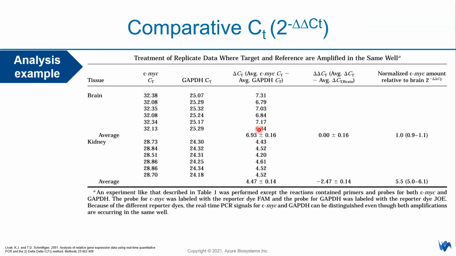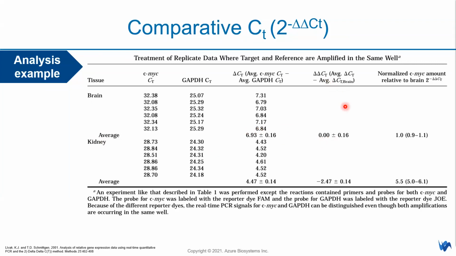Then you need to calculate your delta CT. Delta CT means the average of the target CT minus the average of the CT of the brain. Brain is the control here, so you will get 0. This will act as your control, and will be shown as 1 or 100% in your data later, in the graphic or bar chart.